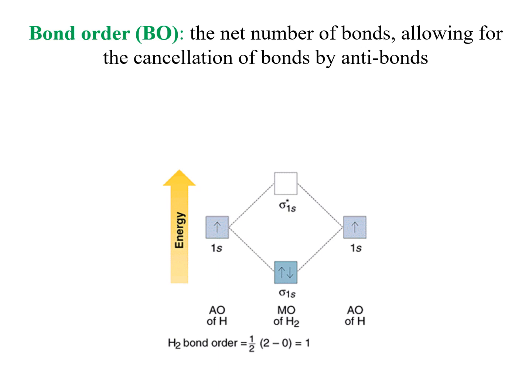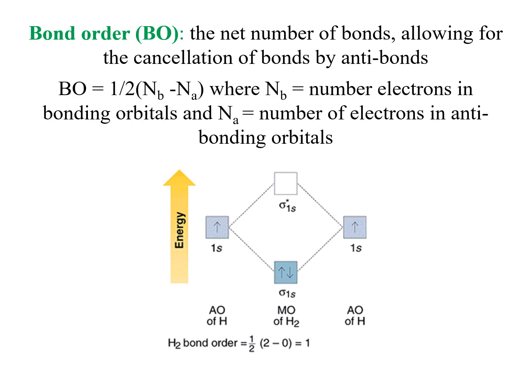How can we calculate the bond order? For any molecule, first draw the molecular orbital diagram. After filling electrons, we can calculate the bond order using bond order equals 1/2 (Nb minus Na), where Nb is the number of electrons in bonding orbitals and Na is the number of electrons in the anti-bonding orbitals.